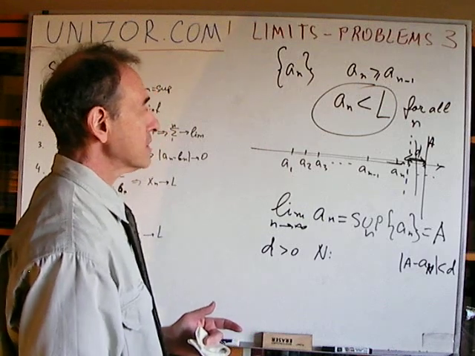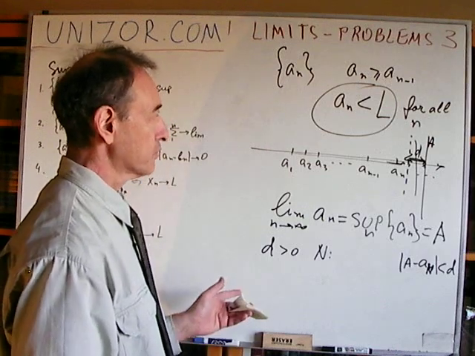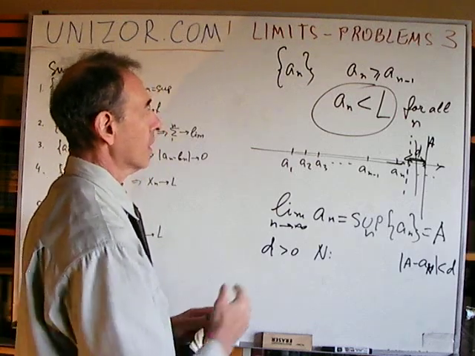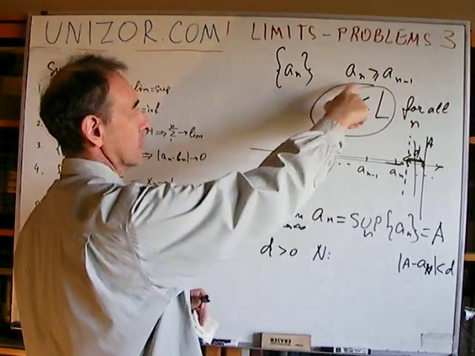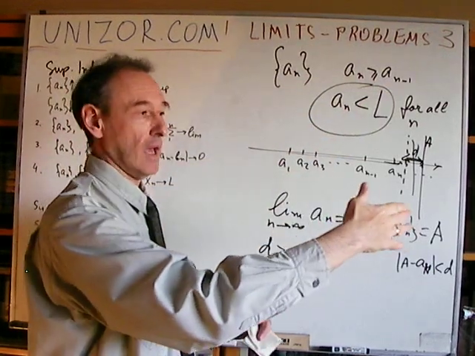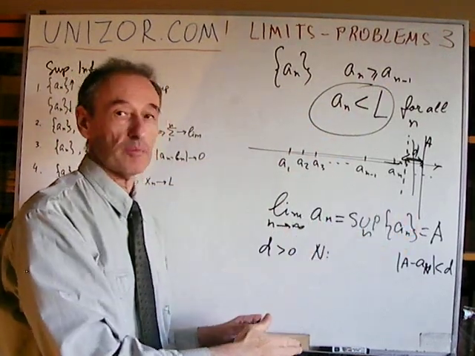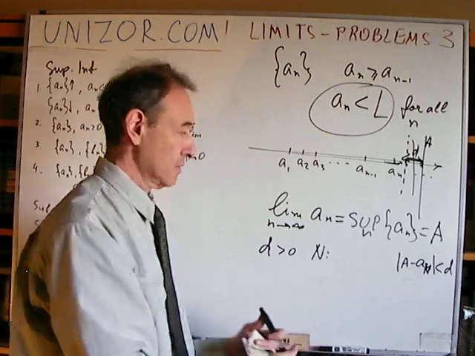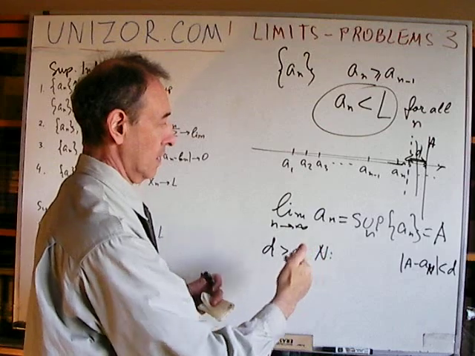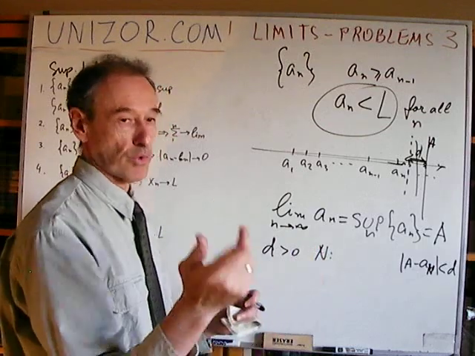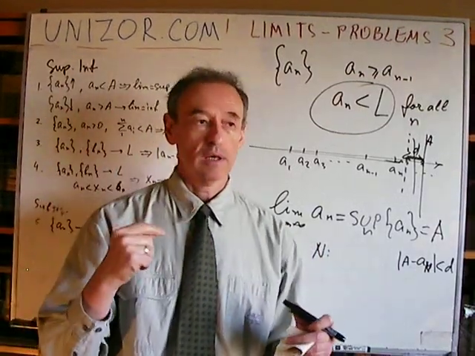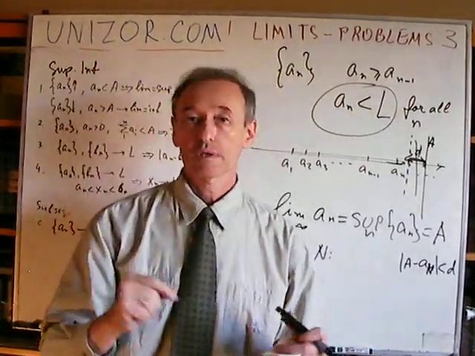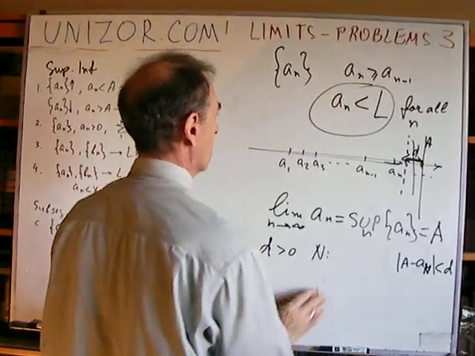So, an absolutely symmetrical proof can be made for the opposite case, when the sequence is decreasing and limited from below, then it has a limit. I don't want to do it right now. The proof is presented in the lecture's notes on unizor.com. So please refer to this to have a complete proof.